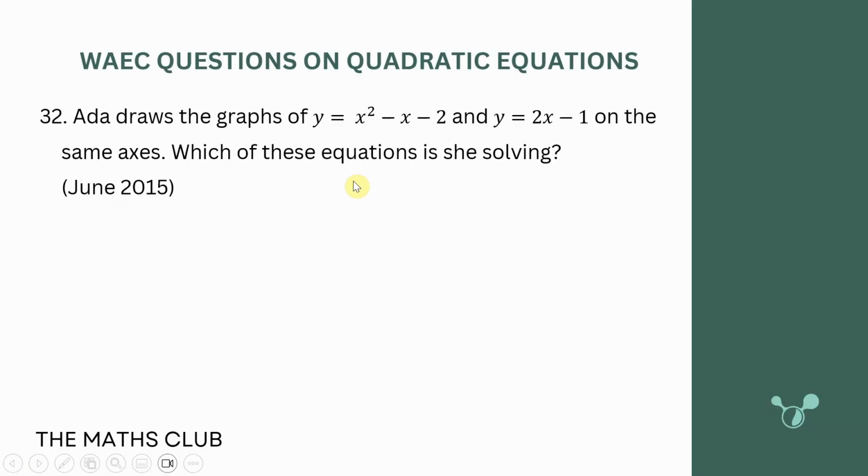Next one says that Ada draws the graphs of y is equal to x squared minus x minus 2 and y is equal to 2x minus 1 on the same axis. Which of the following equations is she trying to solve? So for this, remember we're doing simultaneous equations, that we did the graphs, that we had two graphs and we're trying to plot them on the same graph sheets. We're just saying, since they are on the same axis, that means this y is also equal to this y. And then by the time we simplify this equation, we know the exact equation that we're trying to solve.